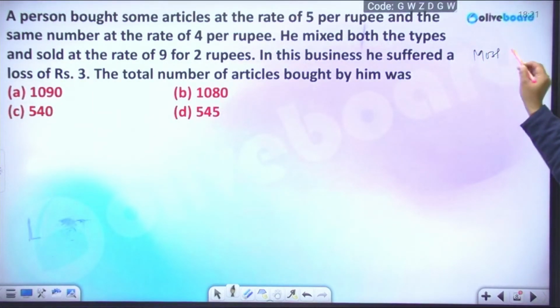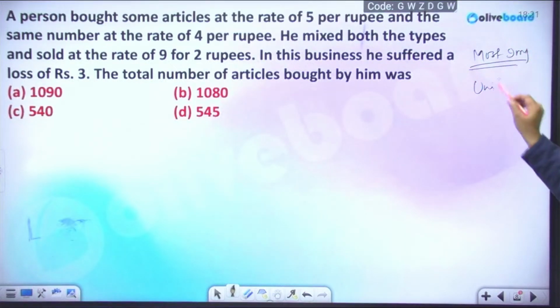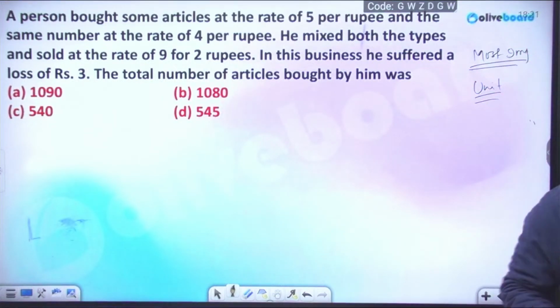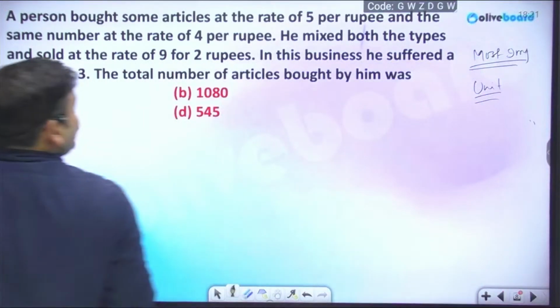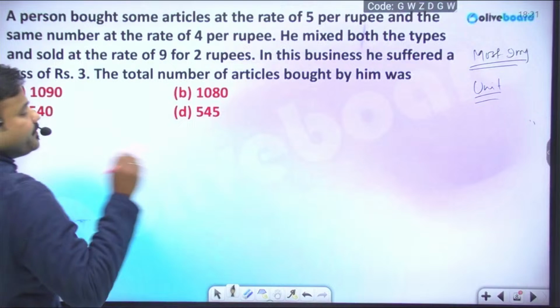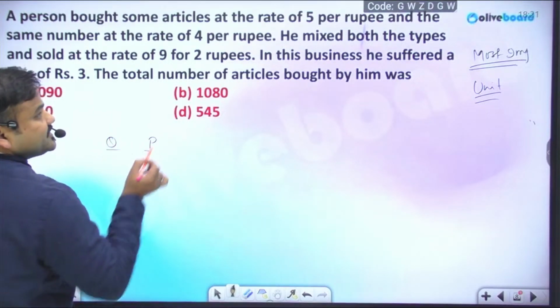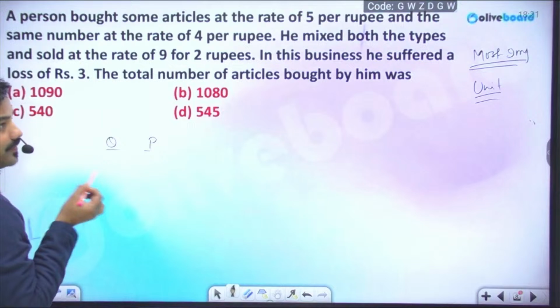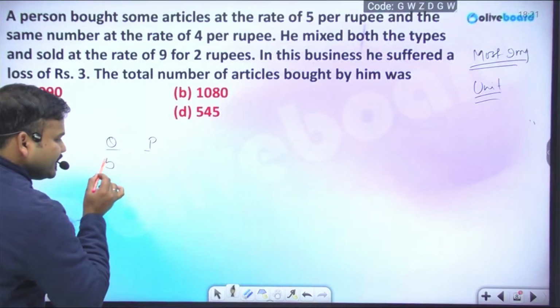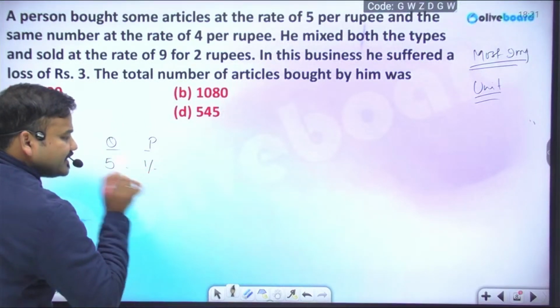Most important question of profit and loss. This is based on unit article. A person bought some articles at the rate of 5 per rupee. This is quantity and this is price. Some at the rate of 5 per rupee, 5 articles per rupee at this rate.